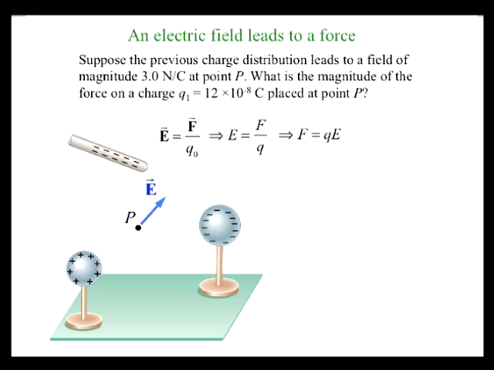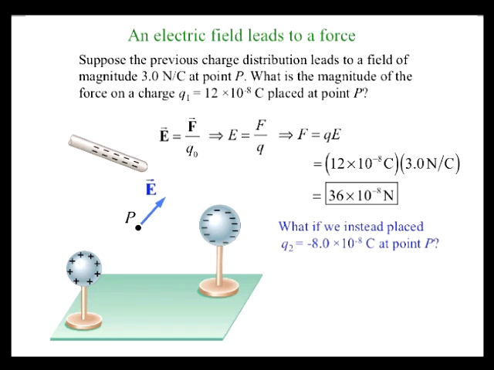This is equal to 12 times 10 to the negative 8 coulombs times 3.0 newtons per coulomb. The coulombs cancel, and we are left with F equals 36 times 10 to the negative 8 newtons.